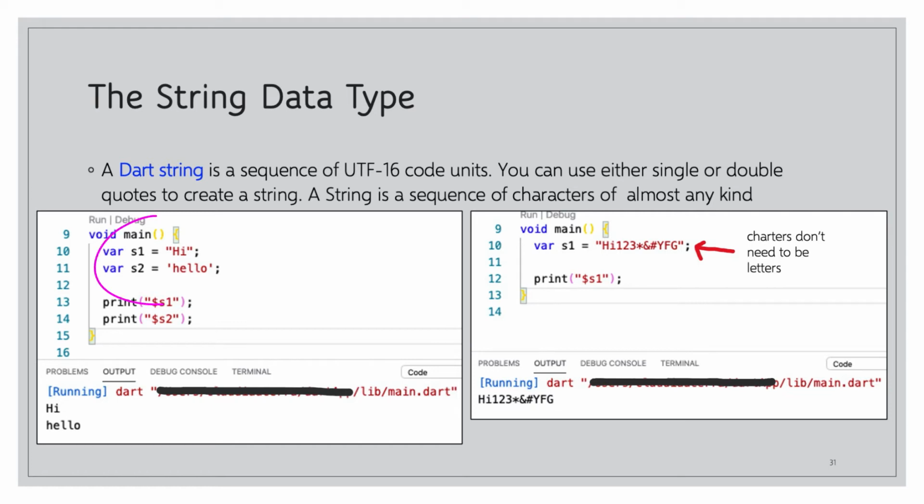A string is a sequence of characters of almost any kind. So you see on the left-hand side, I have var s1 equals hi, var s2 equals hello, uppercase, lowercase, all perfectly permissible. I print them out using the $ that we talked about, string interpolation. They print on the bottom as you would expect, hi and hello. On the right-hand side, you see I have mixed characters in there. Uppercase, lowercase letters, numbers, special characters, all perfectly permissible.